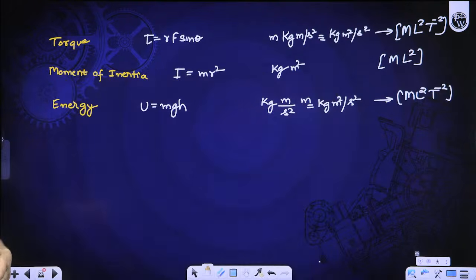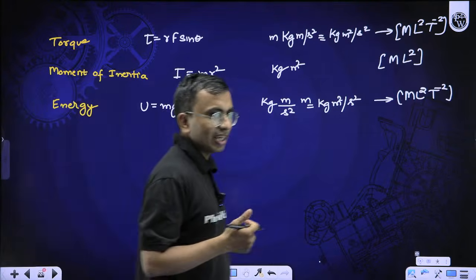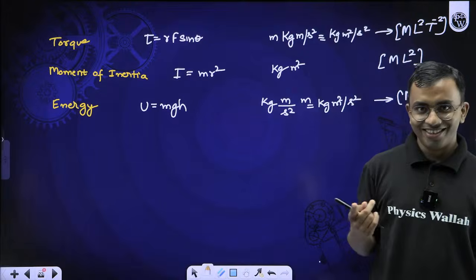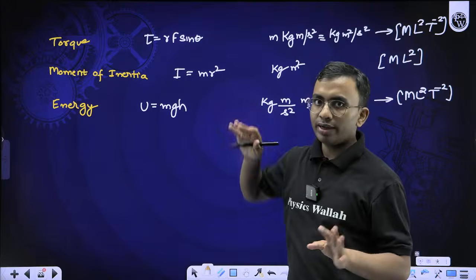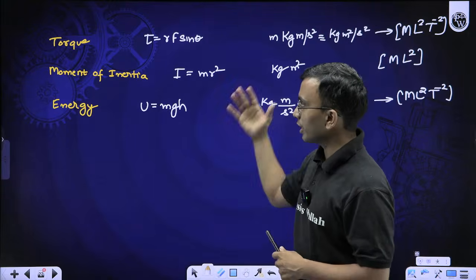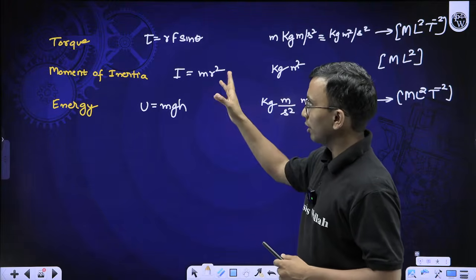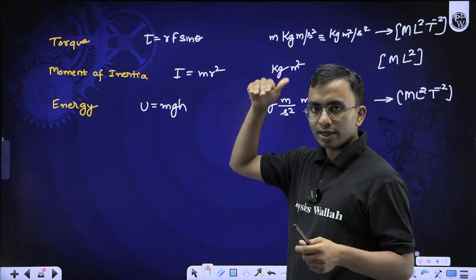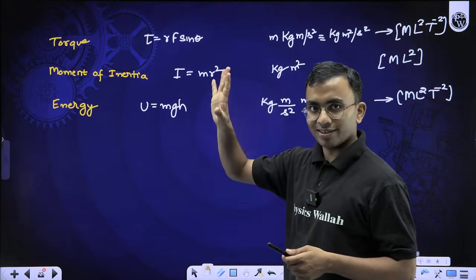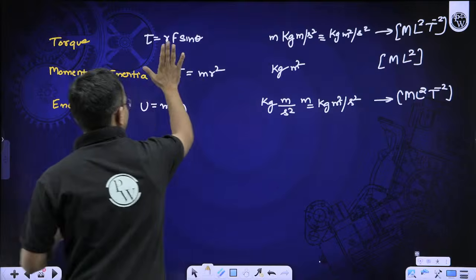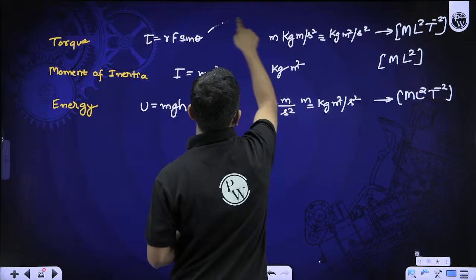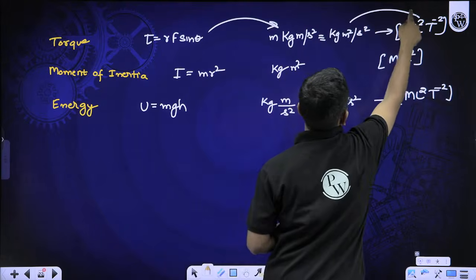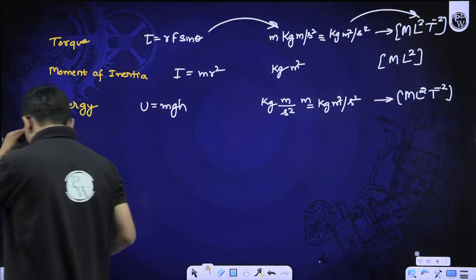So this way you can write the dimensions of any physical quantity provided you know the relation. Now remembering the relations is not required. I don't encourage students to do that, because anyhow when the chapter comes you will learn. Torque, if you don't know the formula, don't worry about that. When rotation comes you will remember that nicely. So just understand these two steps: how you came from here to here, and from here to here.